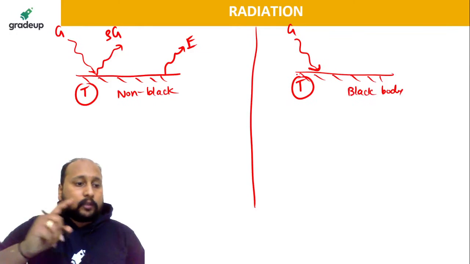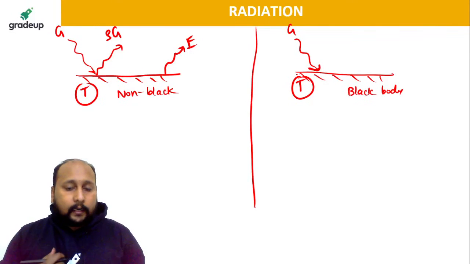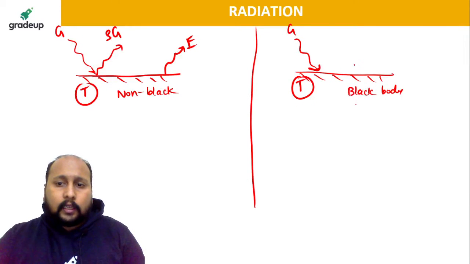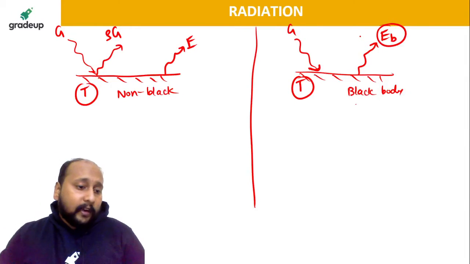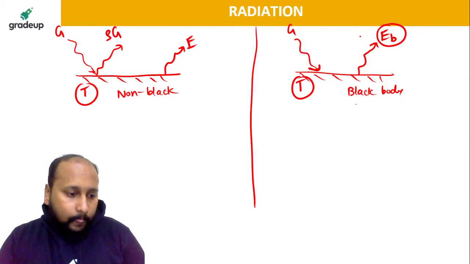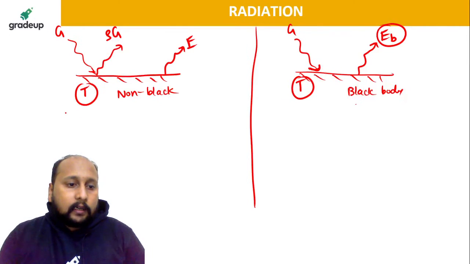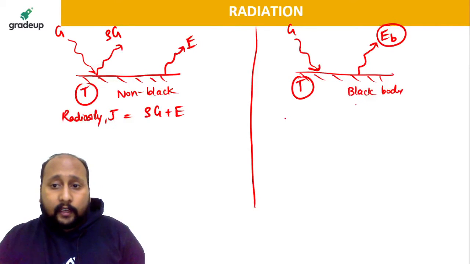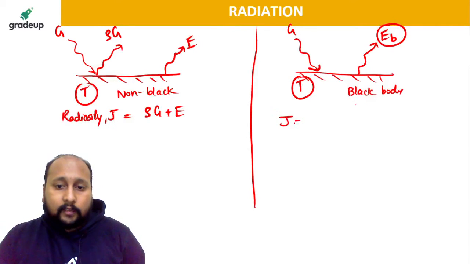This is a black body, so we can surely say that no portion will be reflected, and it will have emission due to the temperature. We say it as EB. Why EB? Because this is a black body. Now, what is your radiosity? Radiosity J is equal to rho G plus E. This is for a non-black body. But for a black body, your radiosity will be equal to only EB because there is no reflection part.